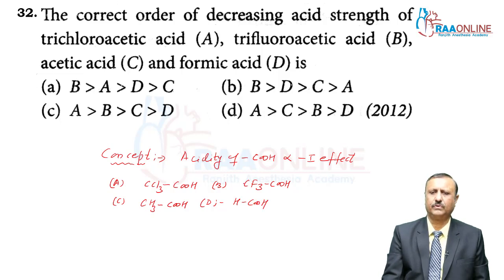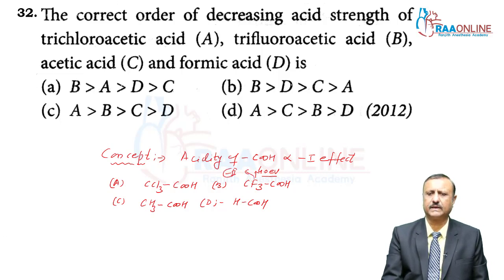Here my dear students, you can see that this fluorine atom attracts the electron, and the electronegativity of fluorine is 4.0. Here 3 fluorine atoms are present. Due to these 3 fluorine atoms, this acid is most acidic in nature, and fluorine produces the minus I effect. Due to this minus I effect, trifluoroacetic acid is the most acidic.